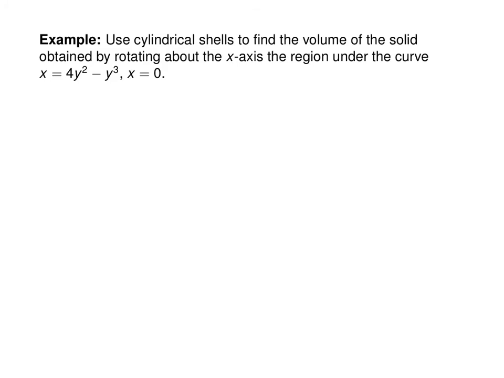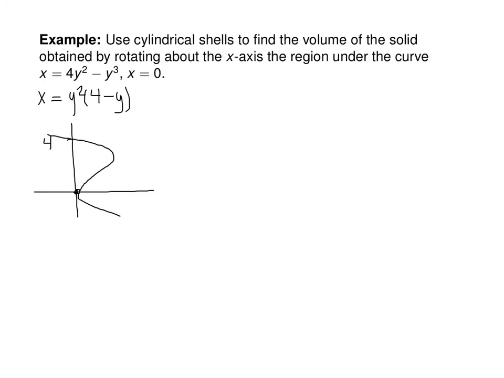Next, let's use cylindrical shells to find the volume of the solid obtained by rotating about the x-axis the region under the curve x equals 4y squared minus y cubed. So first you should graph this. Let's factor out the GCF, y squared times (4 minus y). So this curve will have y-intercepts at 0 and 4, and looks something like this. So this is the region that we will rotate about the x-axis.